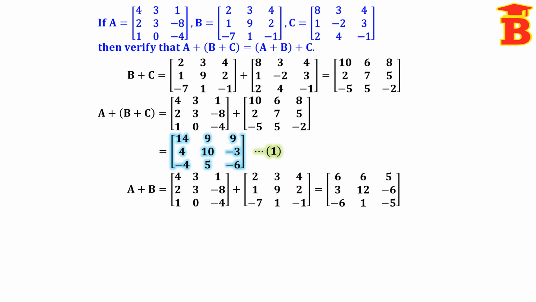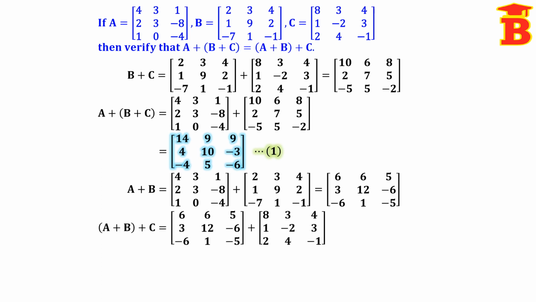Next add the third row numbers. 1 minus 7, minus 6. 0 plus 1, 1. Minus 4 minus 1, minus 5. So this is A plus B. Now take the full right hand side, that is A plus B plus C. We have the A plus B matrix, so take and write that matrix plus C matrix. So this is C matrix. Now we have to add these two.